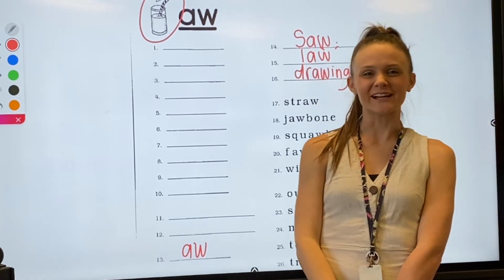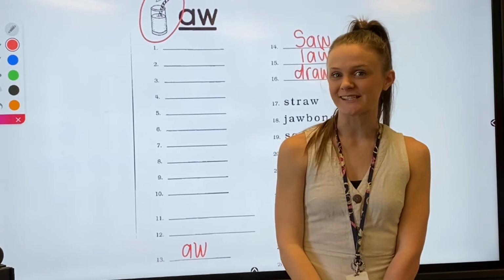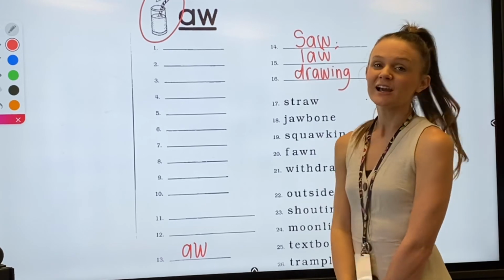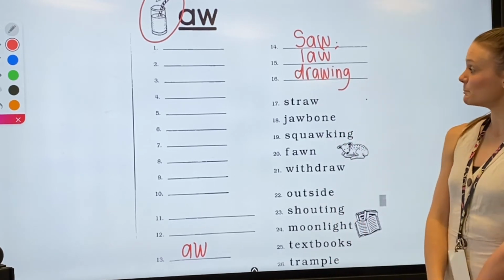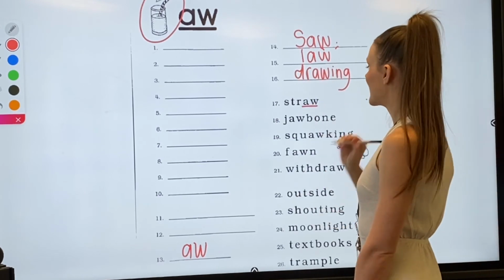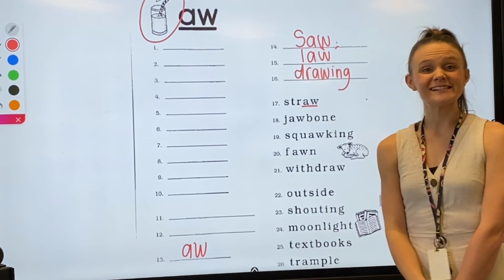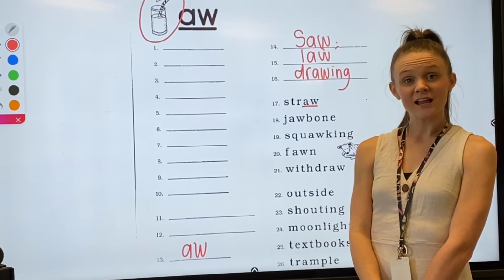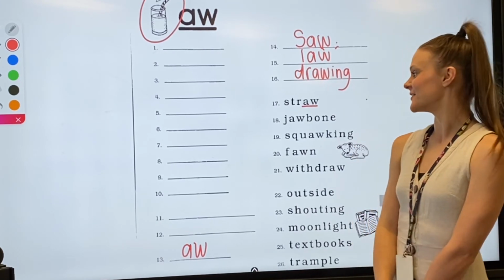Excellent job, sweet friends. Let's code a couple of these words together. For our first word, I spot the AW digraph. So I'm going to draw a line underneath. Do you guys see anything else that I need to do to this word? No, there's nothing else to do.